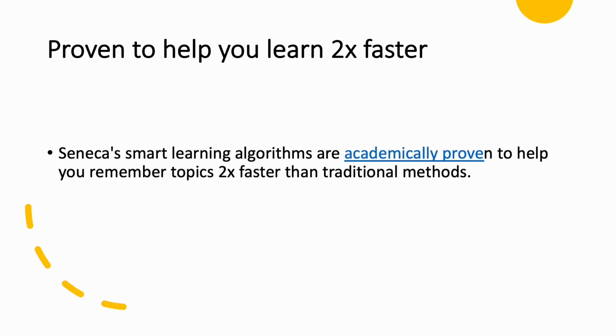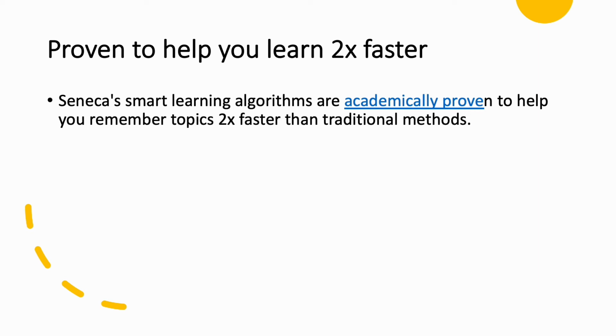But it is the fact that the smart learning algorithms that Seneca has helped it academically prove to help you remember topics 2 times faster than traditional methods. So if you use Seneca, you know how effective this website, this tool, this app is really for students. But if you haven't used Seneca, you should take advantage of this very good opportunity to be ahead of the other students and to get the opportunity to get a grade 9 in GCSE maths.